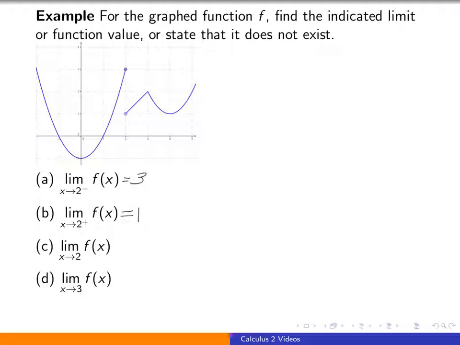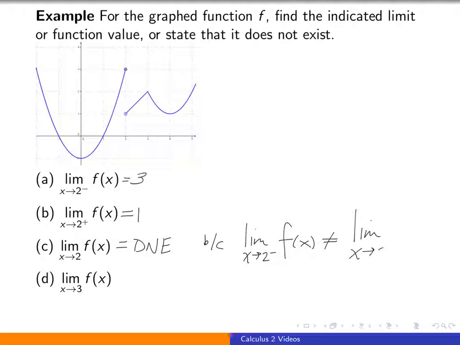So the limit as x approaches 2 from the left is 3. The limit as x approaches 2 from the right is 1. And if the limit from the left is not equal to the limit from the right, then we would say that the limit itself does not exist. This is because the limit as x approaches 2 from the left is not equal to the limit as x approaches 2 from the right.